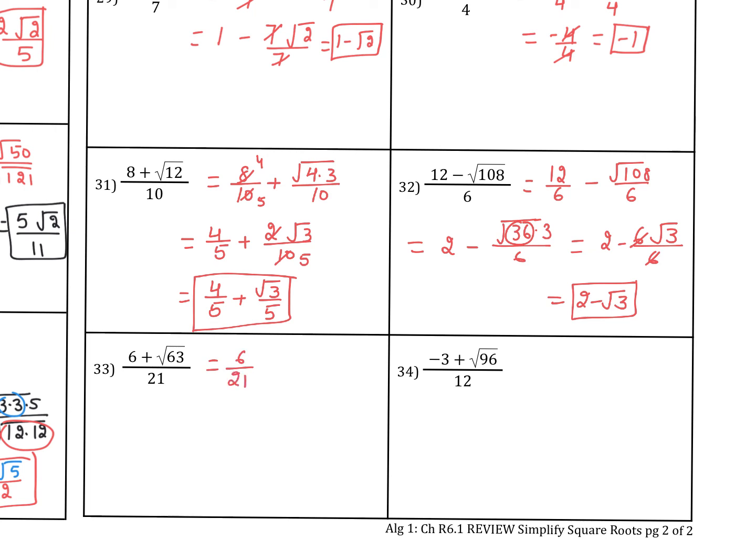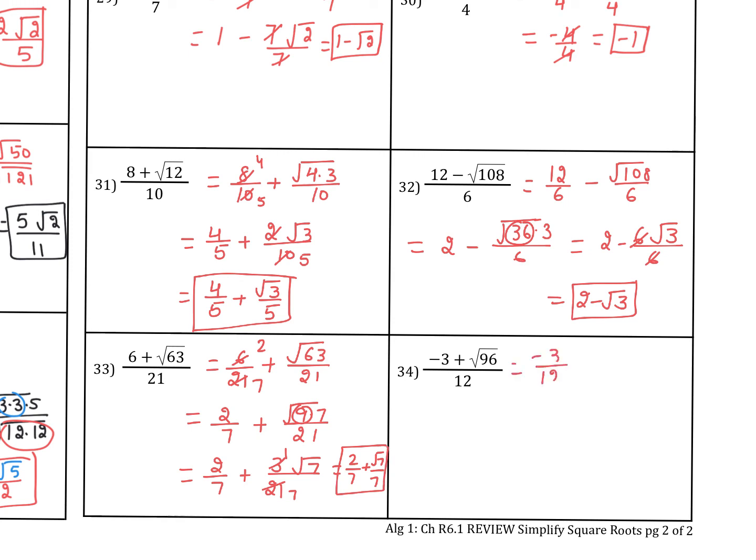6 divided by 21, and 63 divided by 21. They both go by 3, so 2 over 7 plus square root of 63, which is 9 times 7. Now square root of 9 is 3, and we can reduce that to 1 over 7. So 2 over 7 plus square root 7 over 7.